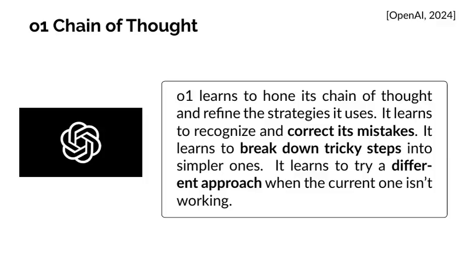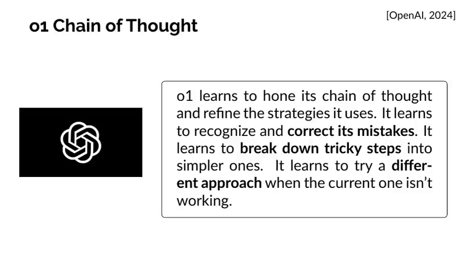In the same blog post, OpenAI highlights this use of chain of thought. They say O1 learns to hone its chain of thought and refine the strategies it uses. It learns to recognize and correct its mistakes. It learns to break down tricky steps into simpler ones. It learns to try a different approach when the current one isn't working. It's hard to pull too much signal out of this sentence, but it really highlights that chain of thought is where the action is happening. Unlike other systems that build in complex search as part of their test time, this model is simply utilizing the chain of thought to do these steps as it goes.